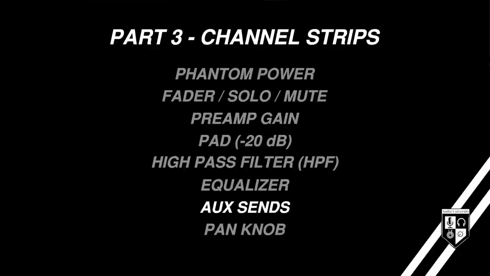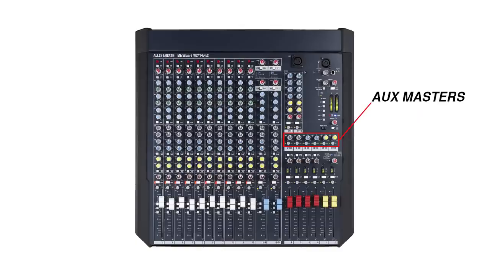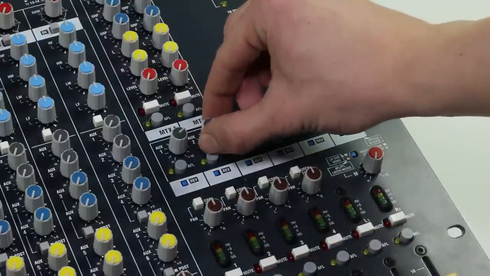In the first section of this video, I set up auxiliary outputs 1 and 2 to feed powered speakers on stage for the musicians to hear themselves. By using the aux sends on each input, I can determine how much of each source is routed to those on-stage monitors. Let's first double check that the aux master knobs are set to unity.